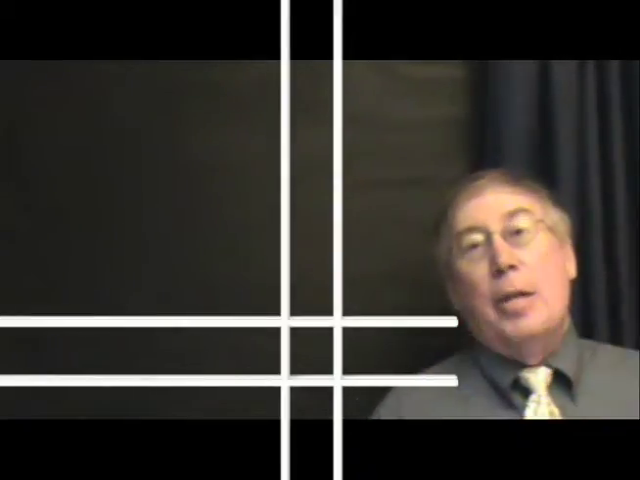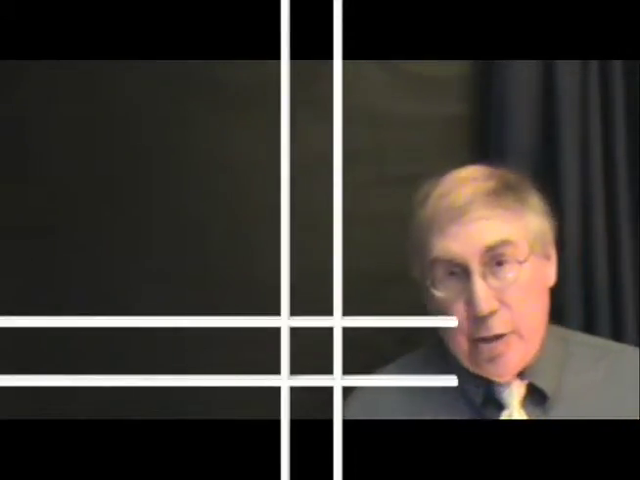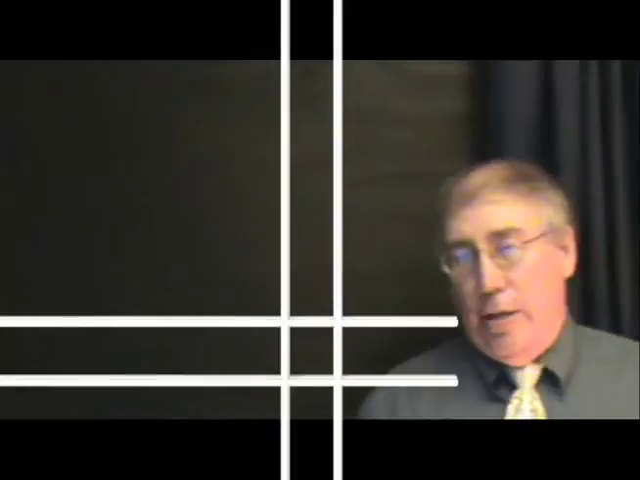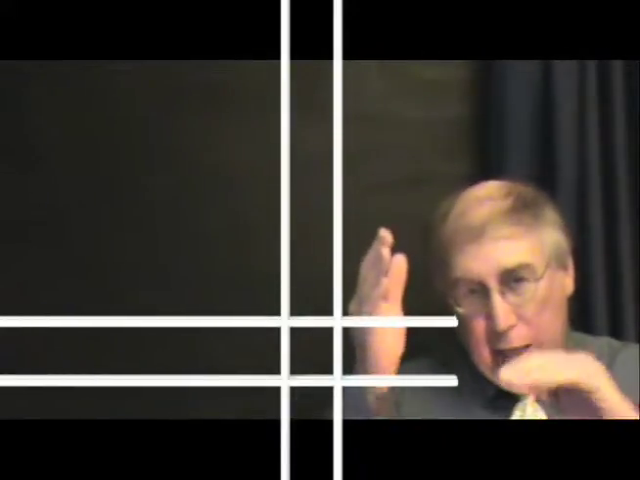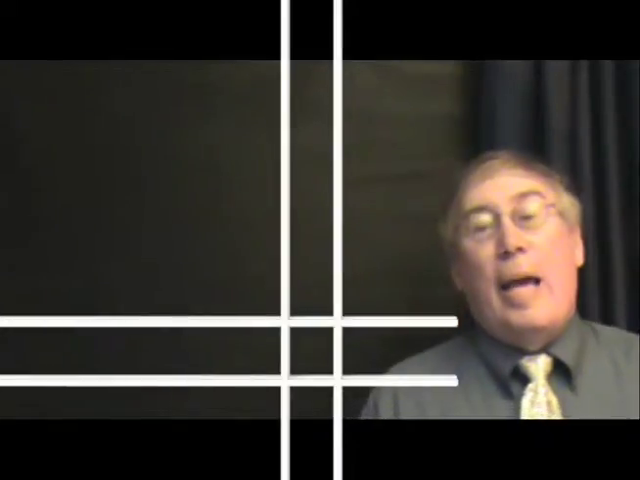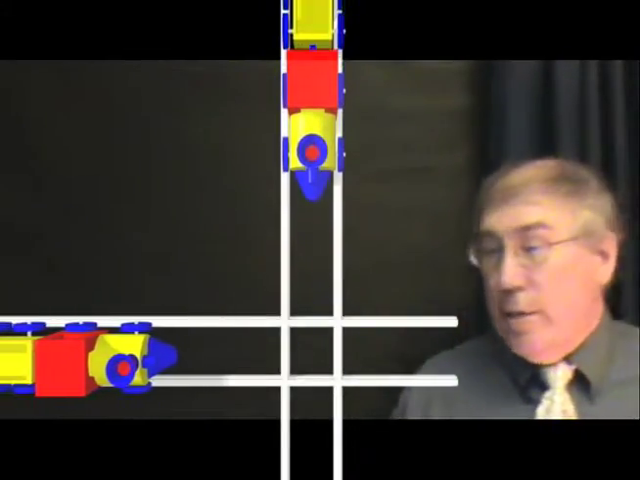Now let's examine perpendicular lines. Here we have our railroad tracks again, and notice they're meeting at a certain angle. They're meeting at a 90-degree angle. And that's what makes them perpendicular.